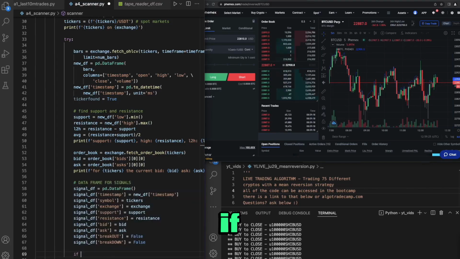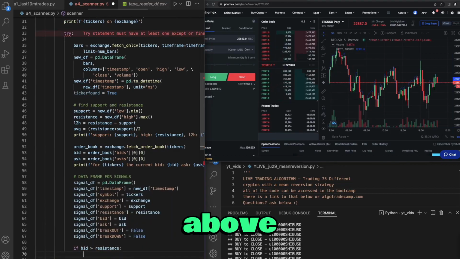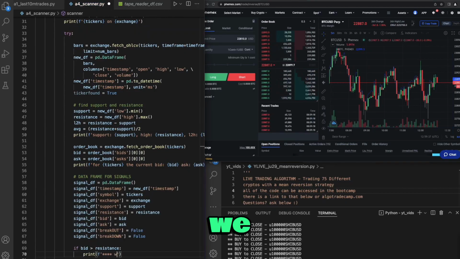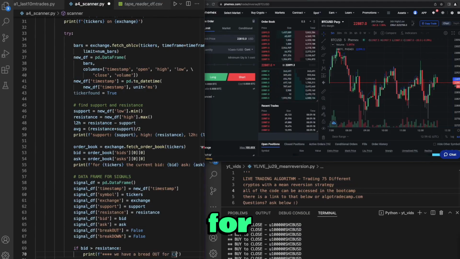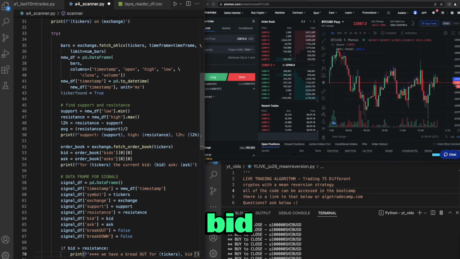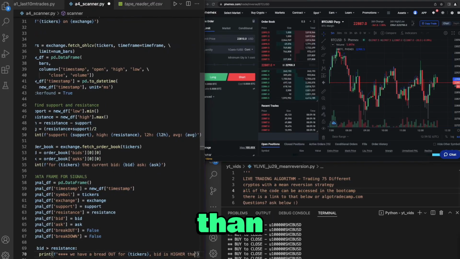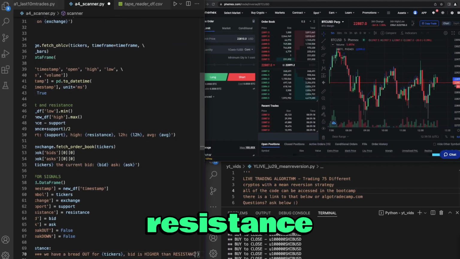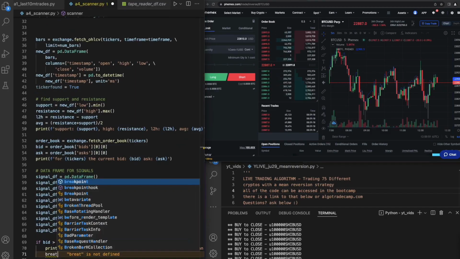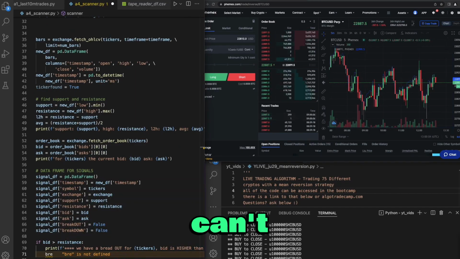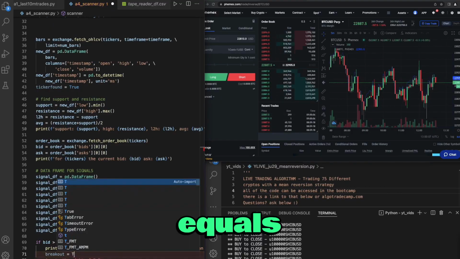Let's go ahead and say if bid is over resistance, so this is the current price pretty much. If current price is above resistance, print, we have a breakout for takers. Bid is higher than resistance. So that's pretty easy, right? And then we'll say breakout. I just can't type. Breakout equals true.